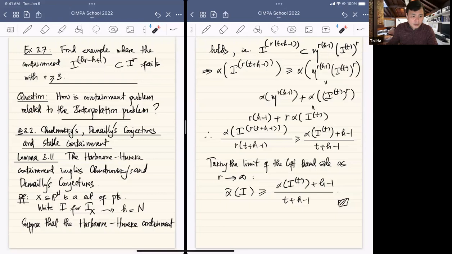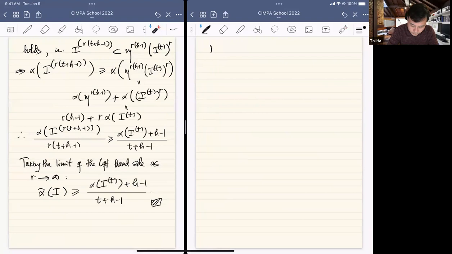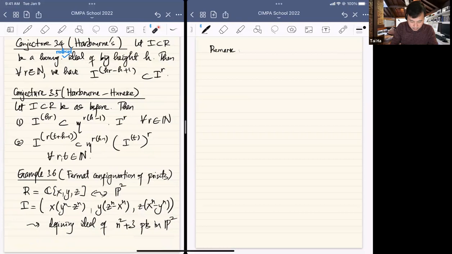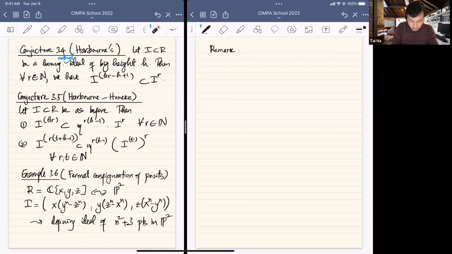All right, so let me make another remark here. Can you state this conjecture in terms of the Waldschmidt constant? The second one, the Harbourne-Huneke conjecture, in terms of the Waldschmidt constant. I don't quite understand, because the Harbourne-Huneke conjecture is about containment of ideals. And the Waldschmidt constant appears in Chudnovsky's and Demailly's conjectures.